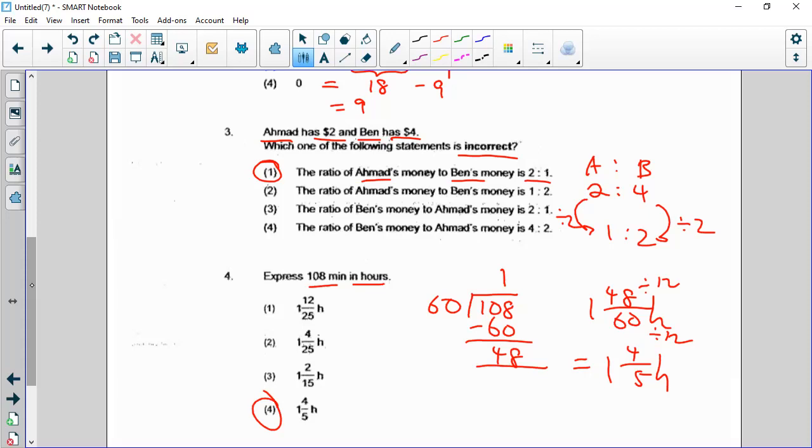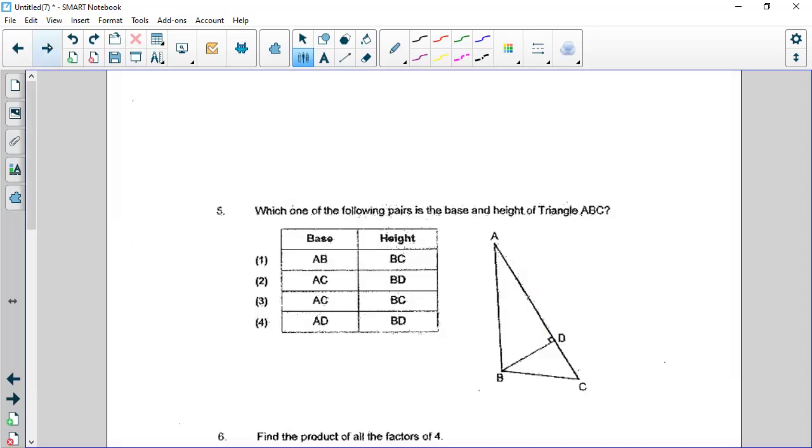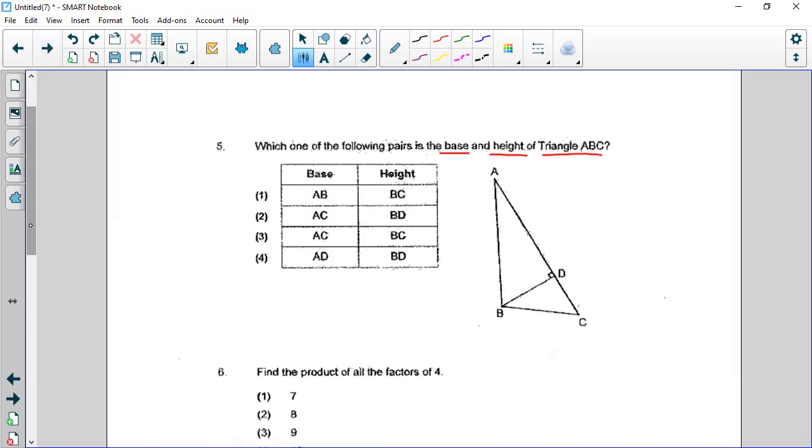Anyone done already? Okay, let's move on to the next one, question number 5. Which one of the following pairs is the base and height of the triangle? So how do you find the base and the height? You just have to look for a right angle. If you can see a right angle, then the base and the height is very near. This is the base, and the height is at right angle to the base.